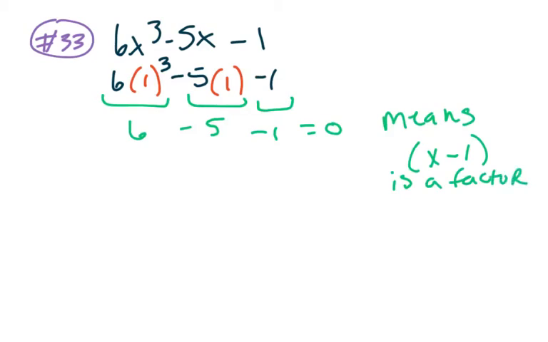It also means that, let's do it as a point, 1, 0 is an x-intercept. Okay, so again, it means that x minus 1 is a factor, or 1, 0 is an x-intercept, either way. All right, so how do you do this the cheater way? So you go to your y equals.